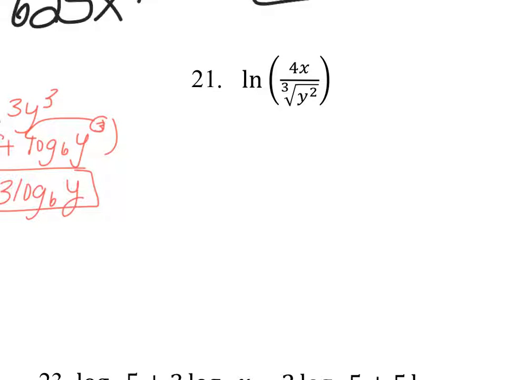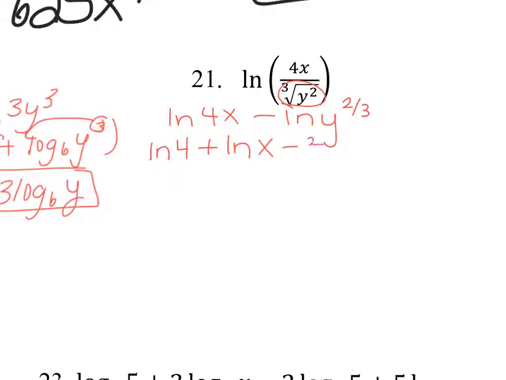So now if I look at 21, I have ln of 4x minus ln of, I'm going to go ahead and make this a rational exponent, so that's going to be y to the 2/3 power. So this is ln of 4 plus ln of x minus 2/3 ln of y. And there's nothing else I can do.